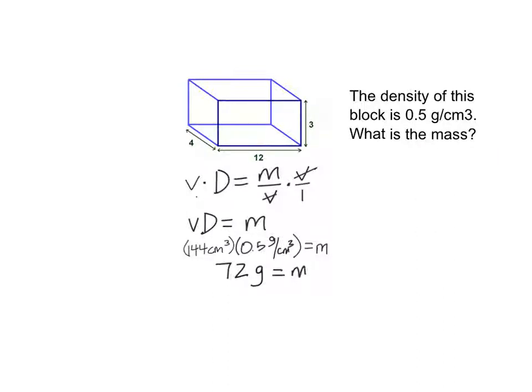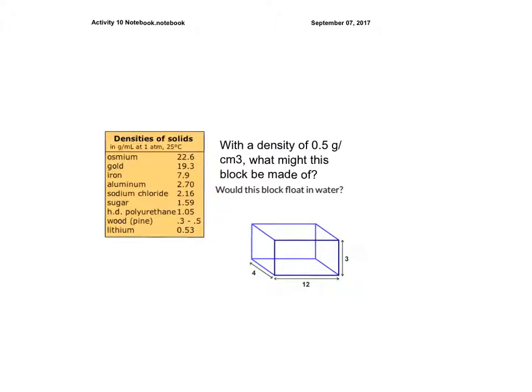Let's look at the last one. So on this last one, it says with a density of 0.5 grams per centimeters cubed, what might this block be made of? And then would this block float? So it gave us the density.